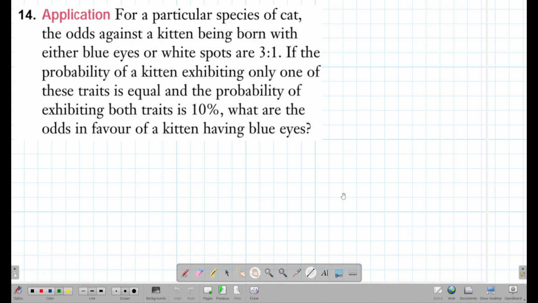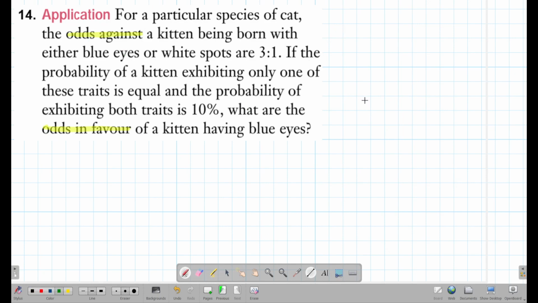If the probability of a kitten exhibiting only one of these traits is equal, and the probability of exhibiting both of these traits is 10%. What are the odds in favor of having a kitten having blue eyes? Okay, so importantly, this question is working with odds, but also it's giving us odds against and asking us for odds in favor. So just keep this in mind.